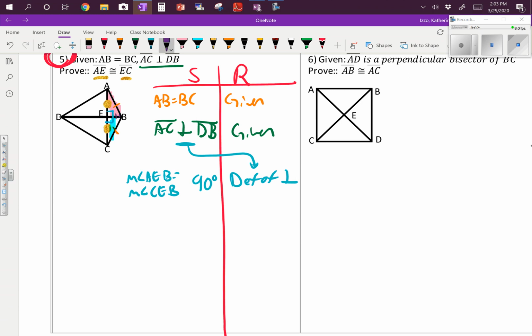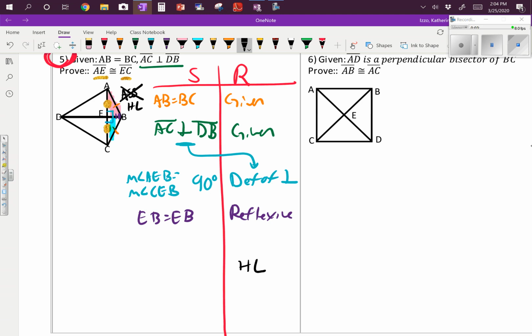Moving on, we've got a nice reflexive side in there, really tiny. EB equals EB by reflexive. And at that point, we can prove something by HL. Very excited we can prove by HL. I can prove this guy. We've got angle side side. Notice my angle is not between my two sides. It's not SAS. It's ASS. Can't do ASS, but we can do HL because of that right angle there.